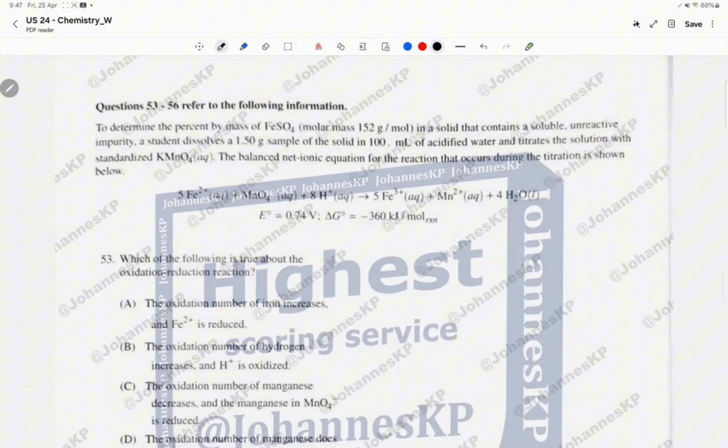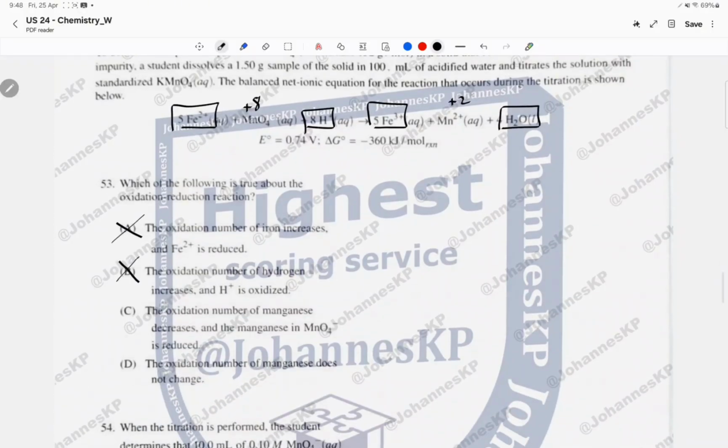So here we have determined the percent by mass of FeSO4 in a solid that contains a soluble unreactive impurity. Dissolved 1.50 sample. Okay. Which of the following talk about the oxidation reduction reaction? So iron went from +2 to +3, so it did increase, right? But that means oxidation, not reduction. So it's not A. Hydrogen went from +1 to still a +1. There's no change to it. Manganese here was a +7, and here it became +2, so it did decrease, which means reduction.